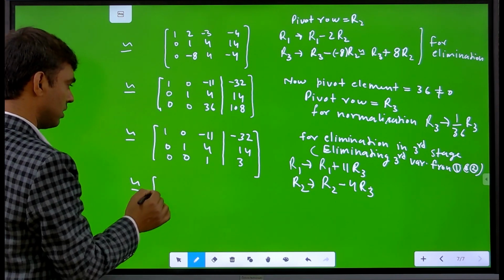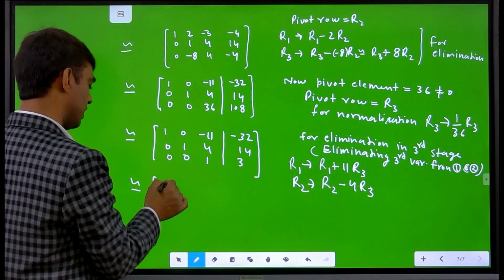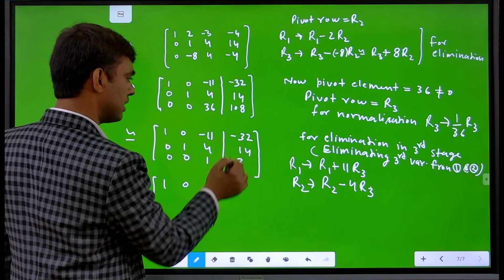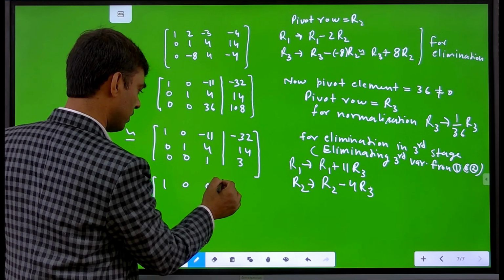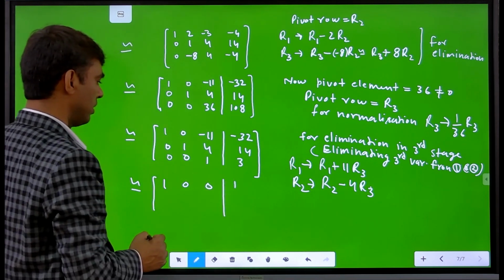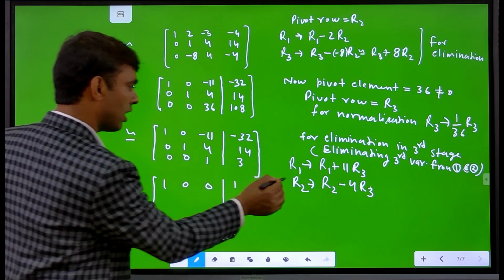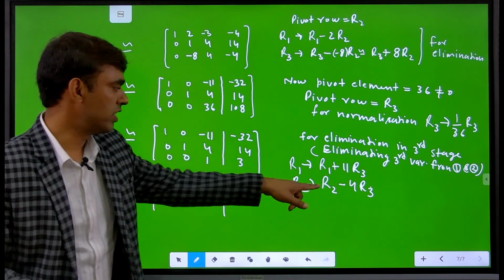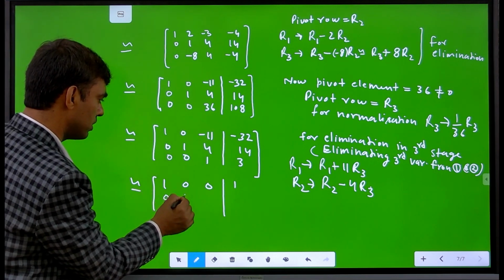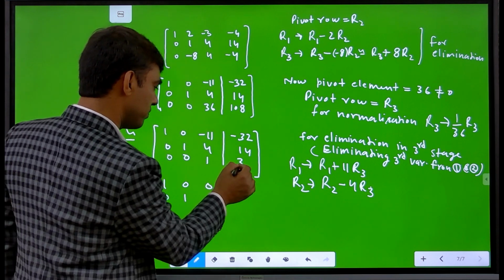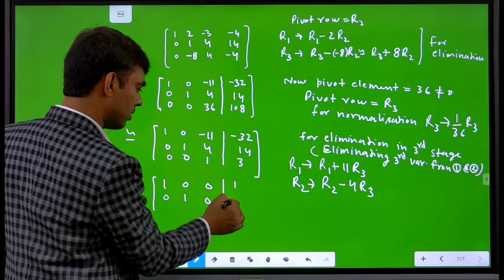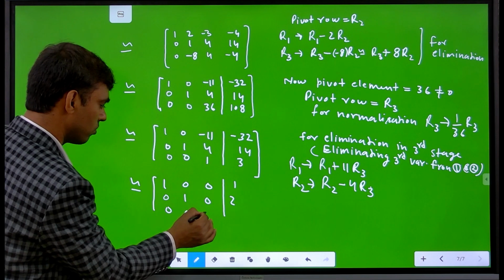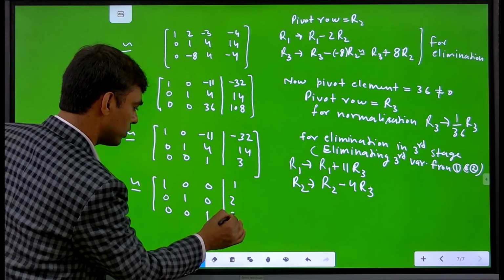Now after that, what is the equivalent matrix? The equivalent matrix becomes: R1 plus 11 R3, then 1 0 0, and 11 R3 means 33 minus 32, this becomes 1. Now if we perform R2 minus 4 R3, we multiply R3 by 4 and subtract it from R2. Then this one is 0, this one is 1, this one is 0, 4 times 3 is 12, 14 minus 12, this is 2, and the last row is 0 0 1, no change here, this one is 3.